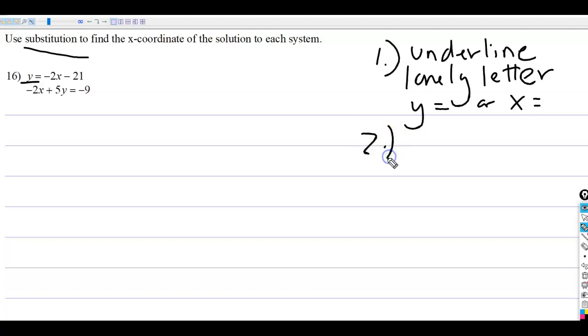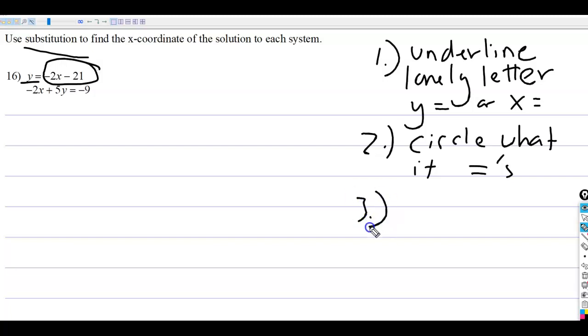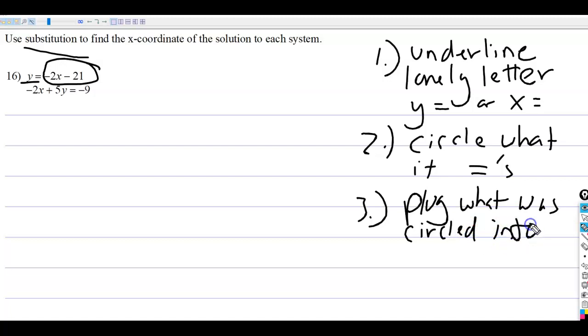The next thing you're going to do is you're going to circle what it equals. Circle what it equals. So my lonely letter equals negative 2x minus 21. Step 3 is you're going to plug what was circled into the other equation.